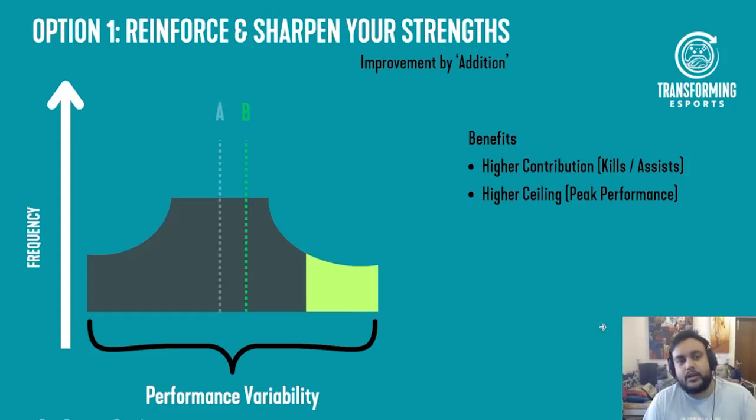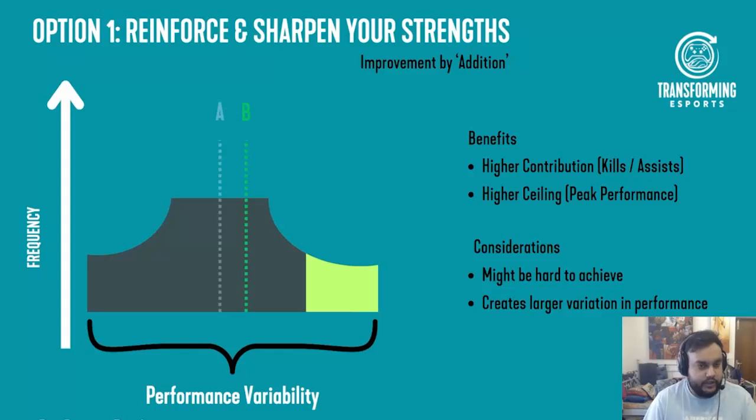However, there's some challenges that happen when we only focus on sharpening our strengths and raising that ceiling. Some of those considerations and those challenges might be it might be harder to achieve those developmental growths because we're asking our players to be better than what they are. And if it's already hard for them to achieve peak performance, you might not be able to cover as much ground in that dimension. And by only focusing on our strengths, we still create this large variation in performance. Therefore, the player isn't as consistent.